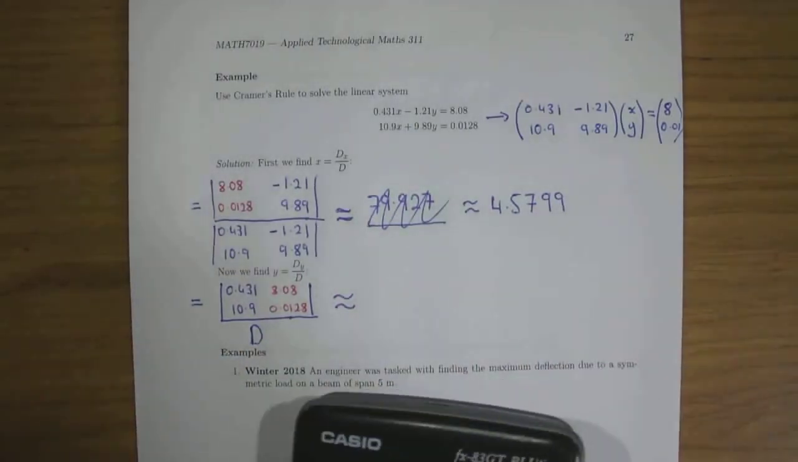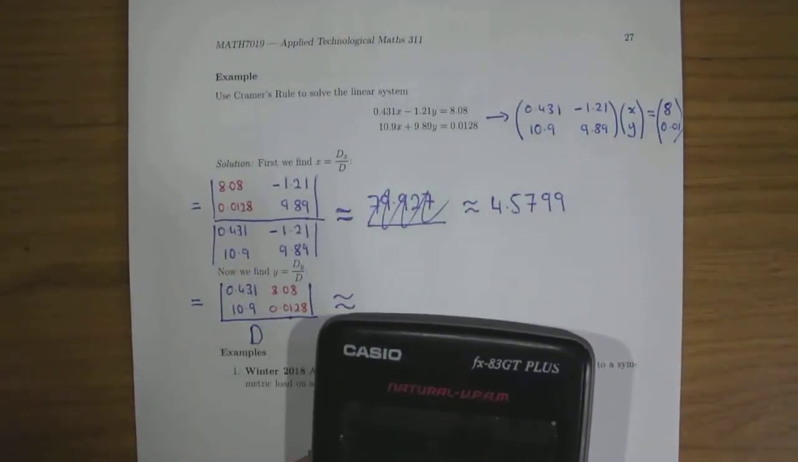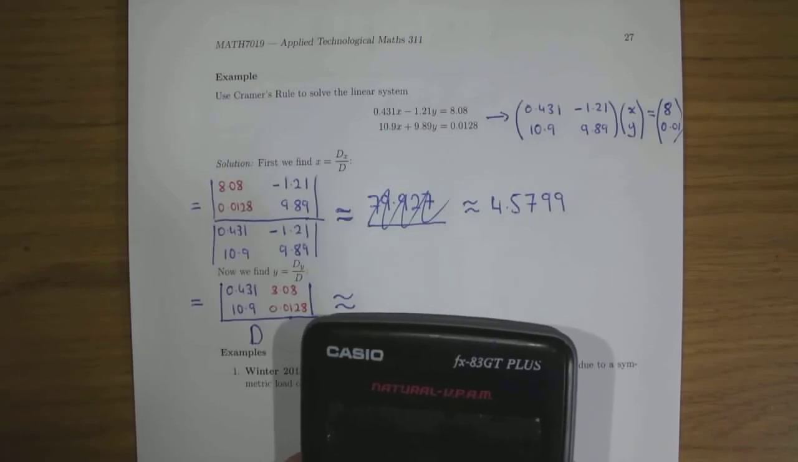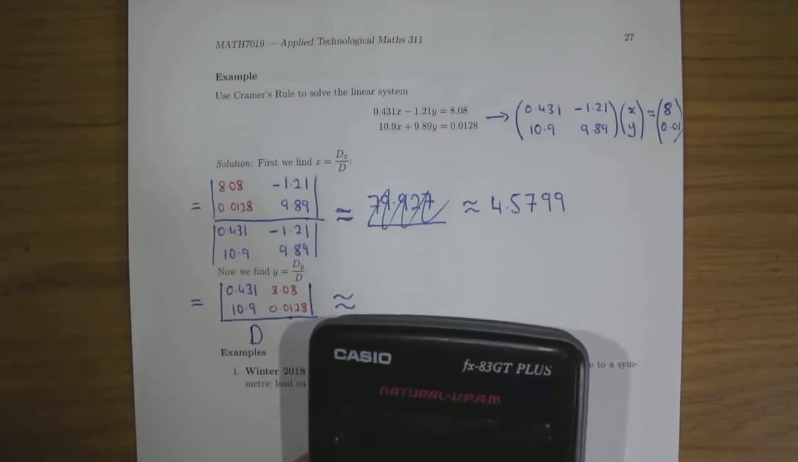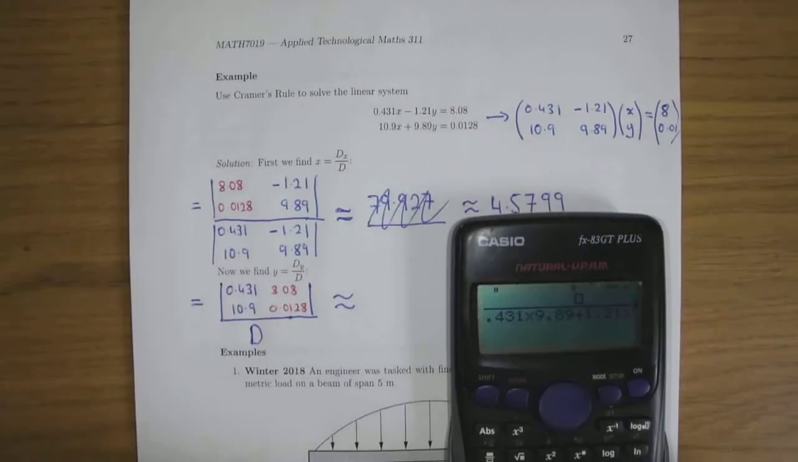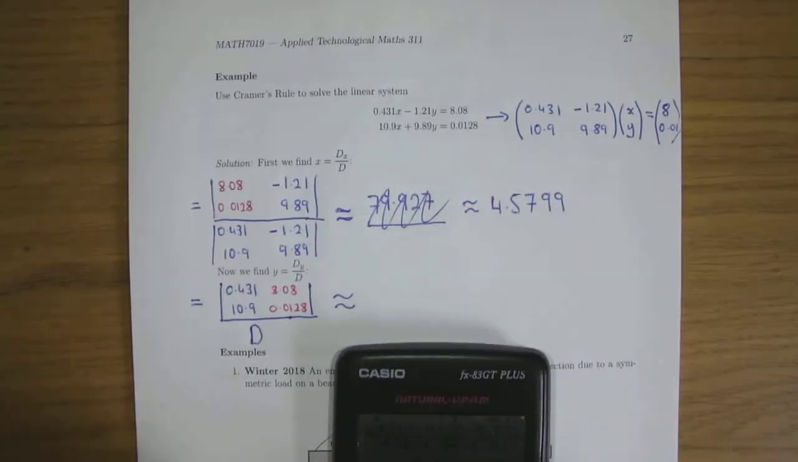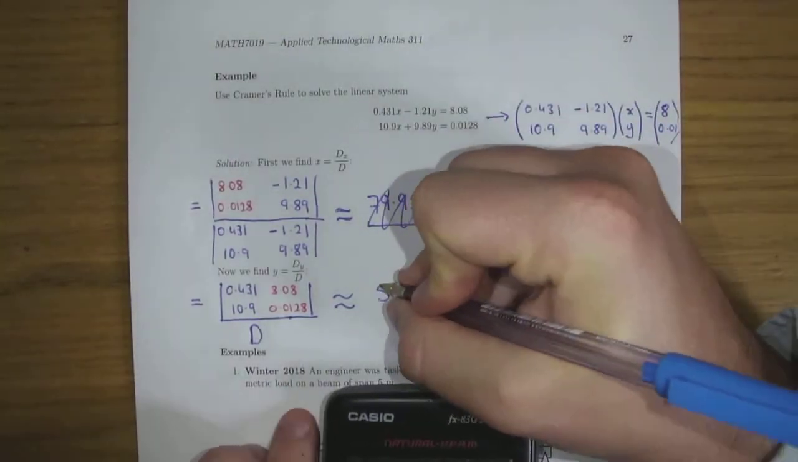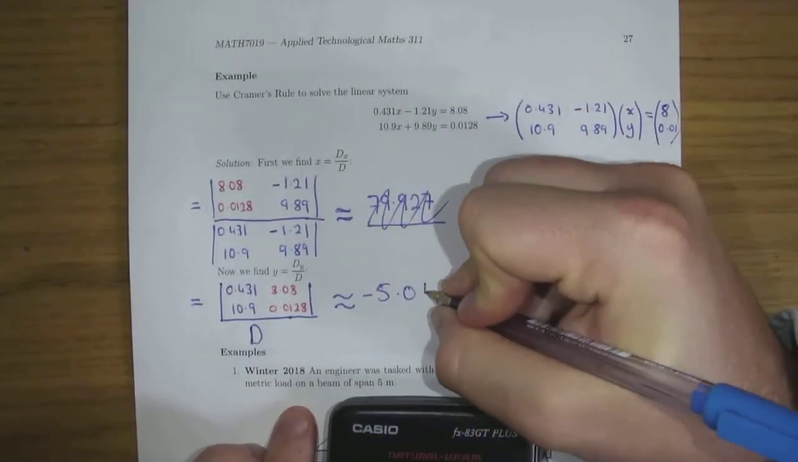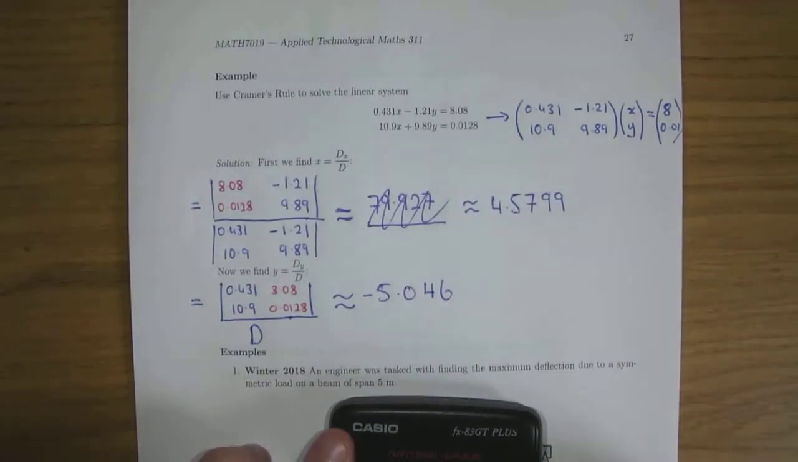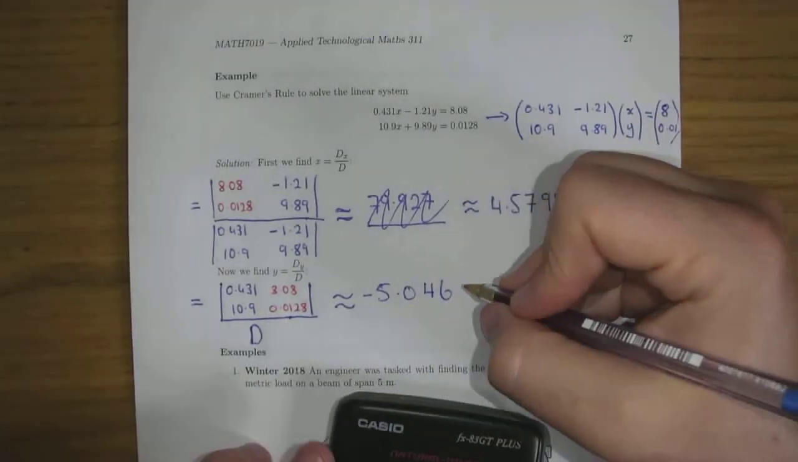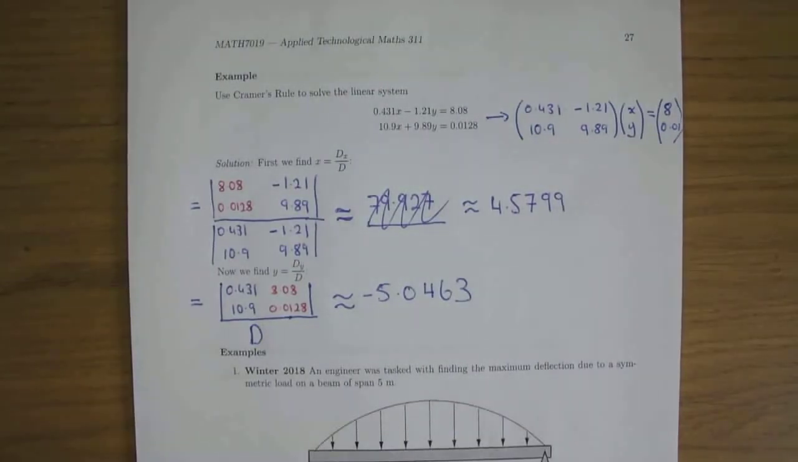So I'm going to keep the thing on the bottom here, and I'm just going to change the thing on the top. So right down diagonal, 0.431 multiplied by 0.0128 minus left down diagonal 8.08 times 10.9. And to 5 significant figures, so I write 4 figures, 5.0 minus 5.046, and then the next one is 3. Should it be rounded up? No. So that's your Cramer's rule that I'll be recommending you use if the numbers are kind of nasty.